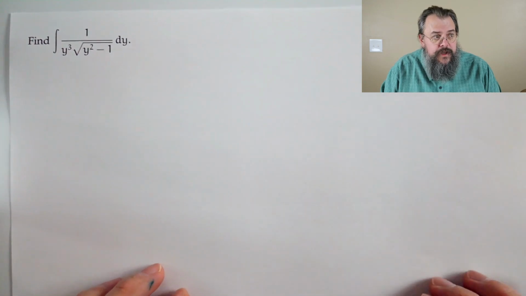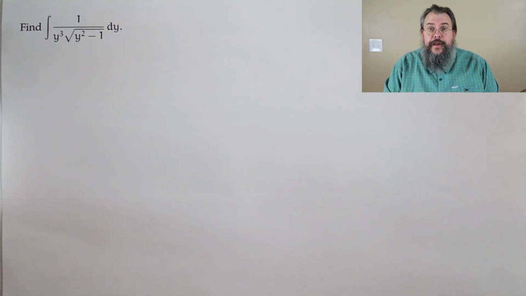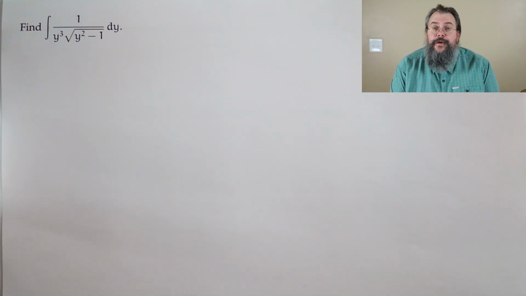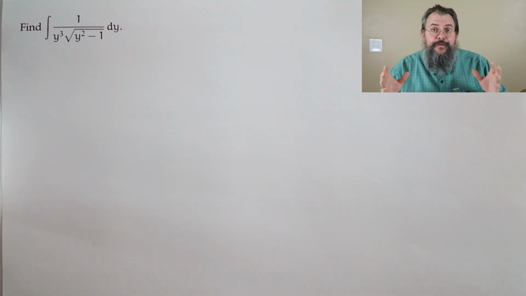All right, let's keep going. More problems. So, our next one. Find the integral of 1 divided by y cubed square root of y squared minus 1 dy. Okay, good. Again, not an obvious substitution.